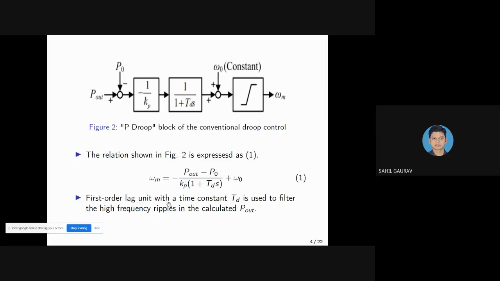And the last point is that the first order lag unit with the time constant is used to filter the high frequency ripples in the calculated output power.